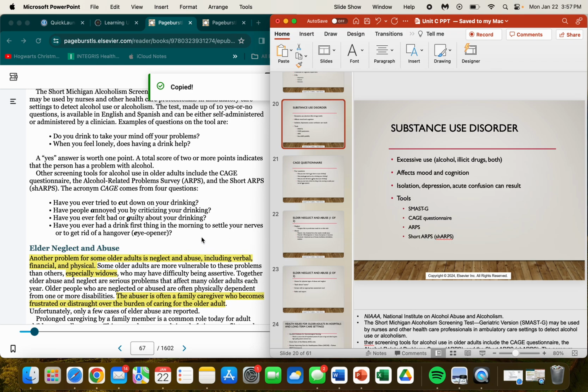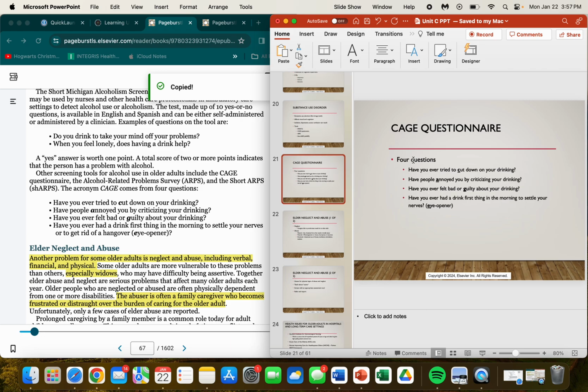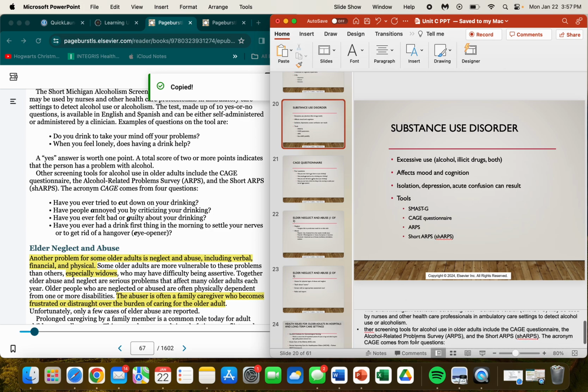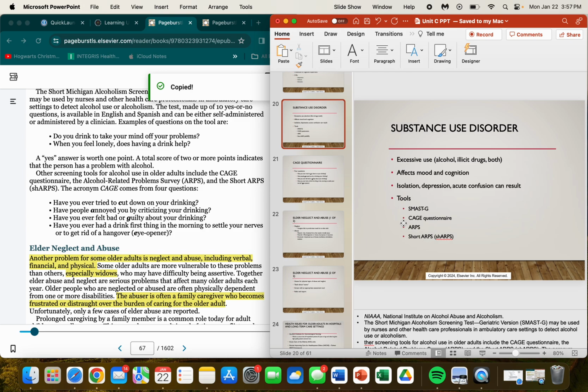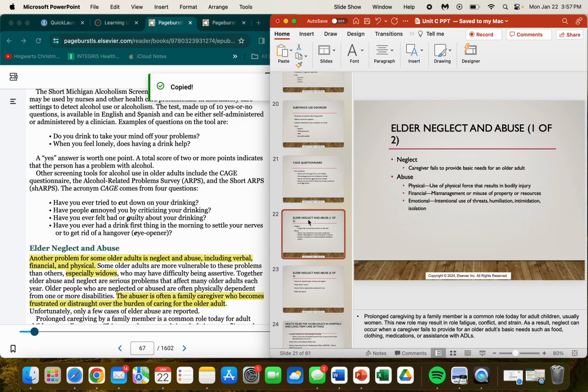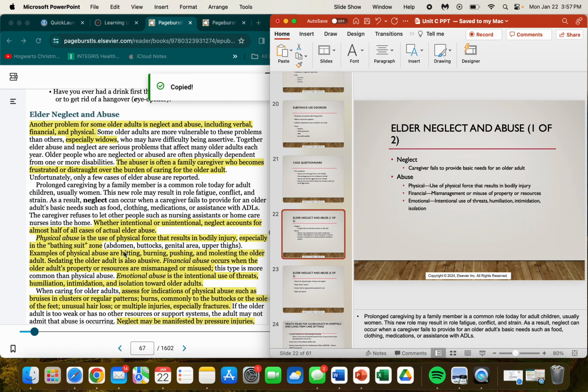Some of the tools that we use to screen older adults and all people for alcohol include these assessments right here, particularly the CAGE assessment, which includes these questions. Those 4 questions are typically what we use. This little excerpt down here gives you a brief overview of what each one of these is. You don't necessarily have to know how to administer them, but just know what they're used for, which is to screen for substance abuse.